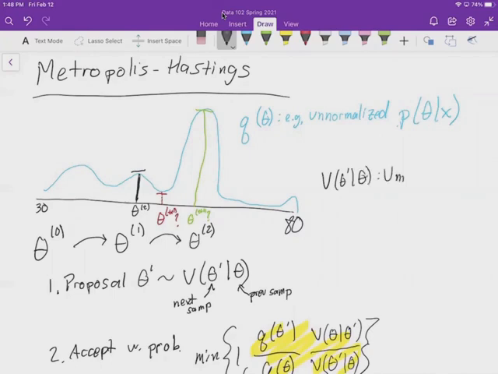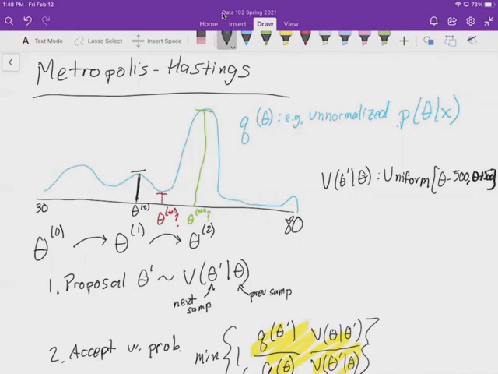Let's suppose it's uniform from theta minus 500 to theta plus 500. Well, this doesn't seem great, right? Because what happens if we try this out?